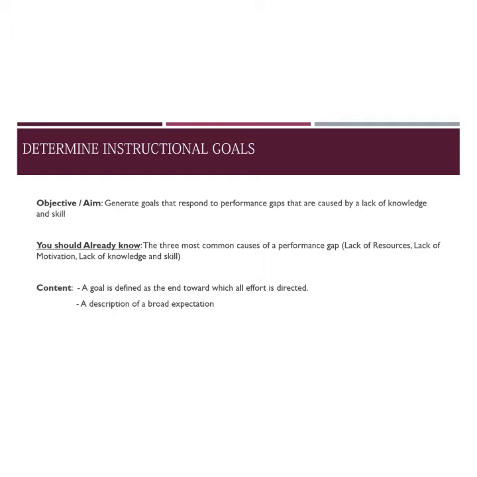Second one, a description of a broad expectation. The third one, effective goals are the result of a shared decision-making process situated within some context or reflection of some reality, valid and authentic. And the last one, instructional goals describe the terminal tasks that students will perform at the end of the course.